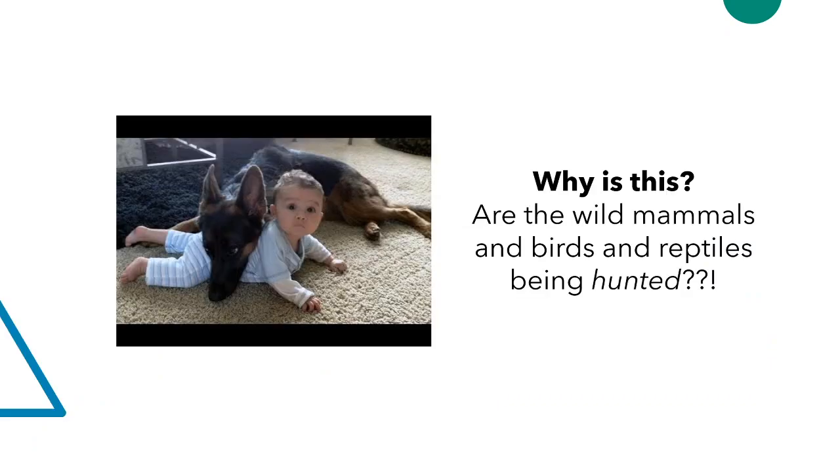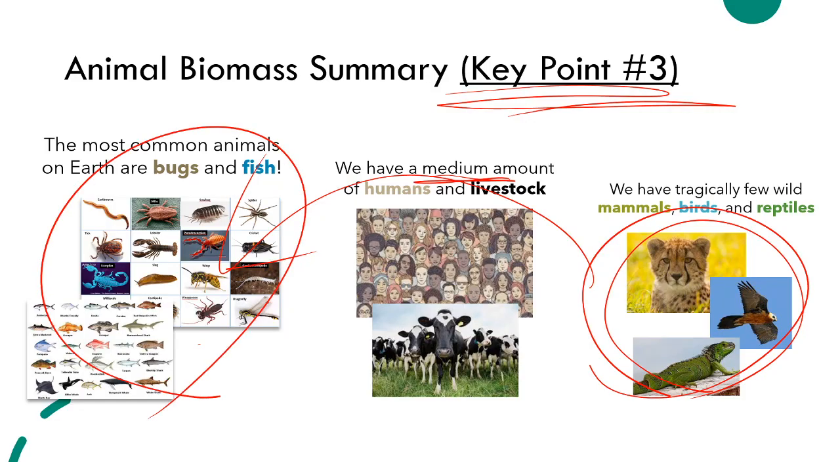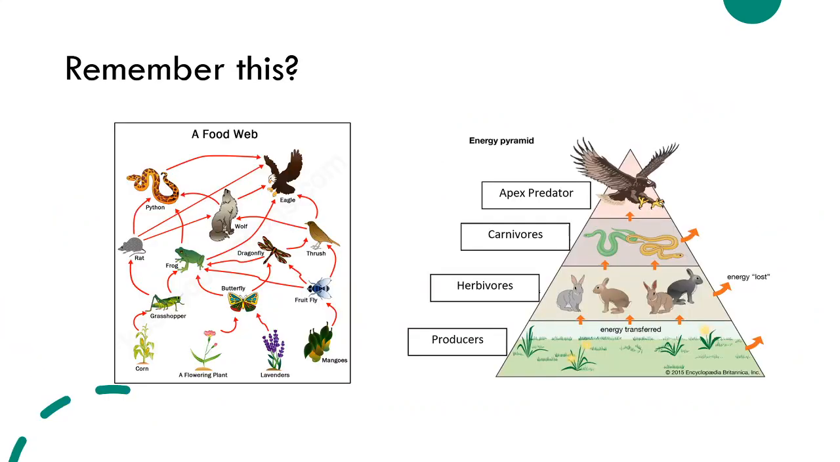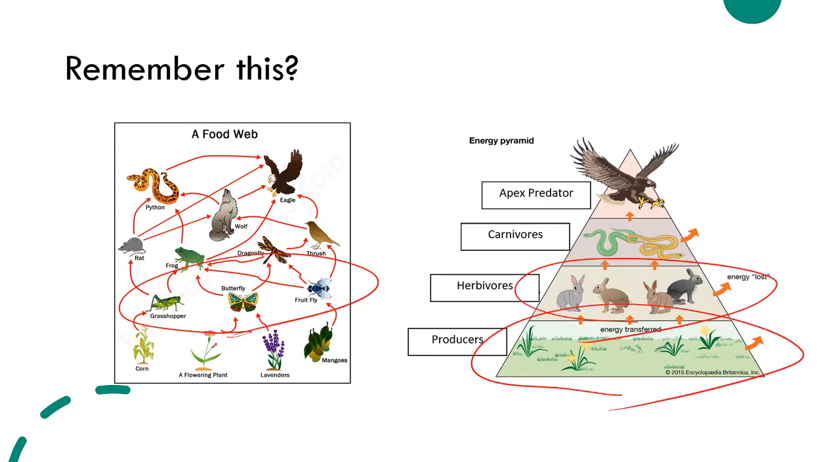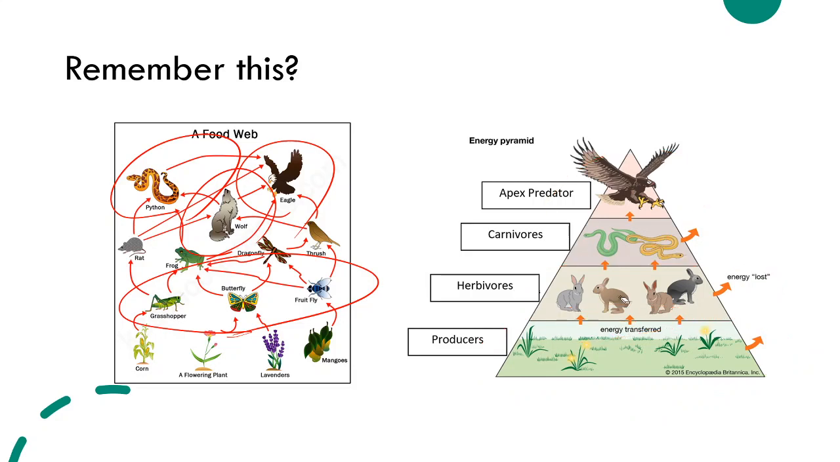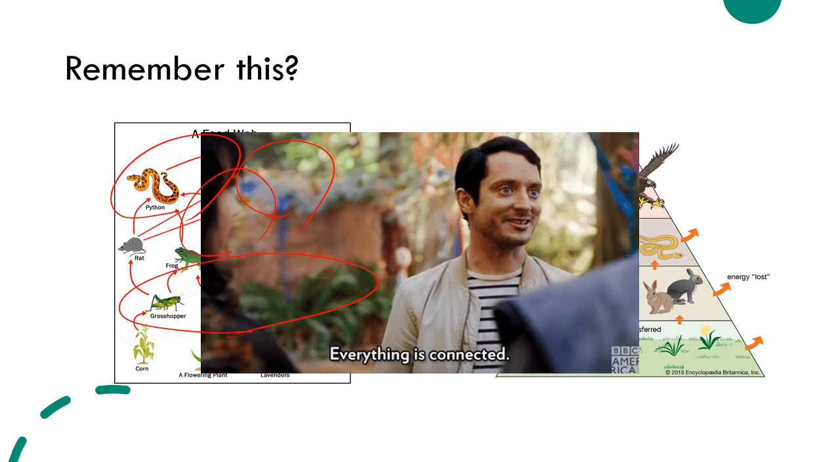Now, the reason that we have so many bugs and fish and so few of these mammals and iguanas and birds and stuff is because bugs and fish tend to be our herbivores that just feed directly off of plants. And plants, we learned, are the most common. Whereas things like the wild mammals, right, wolves, pythons, and eagles tend to be carnivores and apex predators. So they aren't as common to find when you look out inside of natural ecosystems. And that was true even before people started hunting animals and causing all kinds of problems, which we're probably going to talk more about tomorrow. So that's why this is going on.